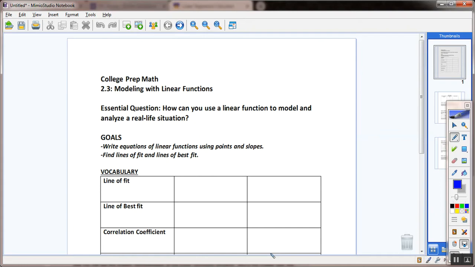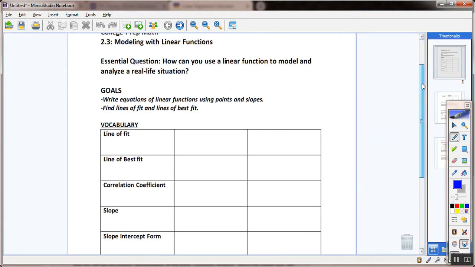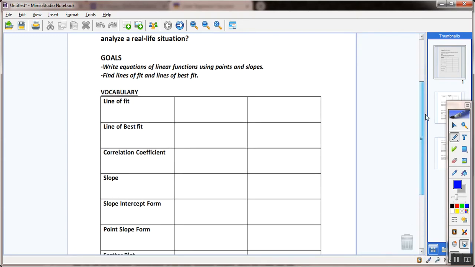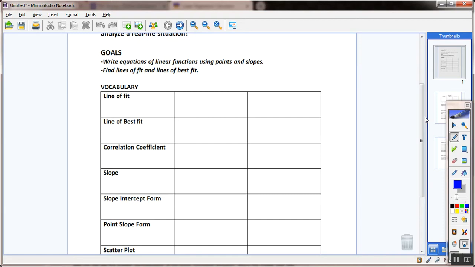So, Jaden, thanks for reading that. Things that we need to accomplish to answer this question up here. We need to be able to write equations of linear functions using points and what? Slopes. Jaden mentioned slope-intercept form. A y-intercept might be like a point, and then a slope is just simply going to be a rise over a run. Okay? So I think we're in pretty good shape here. And then we're going to find lines of fit and lines of best fit, and I'll show you how that works here, okay?